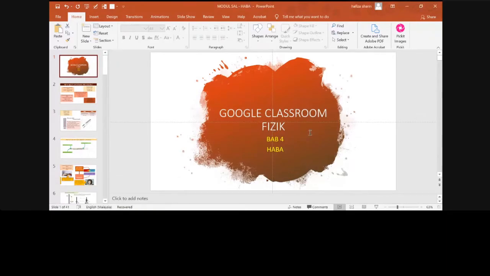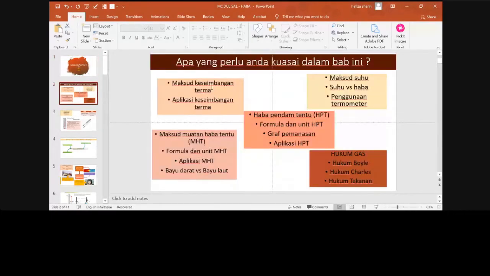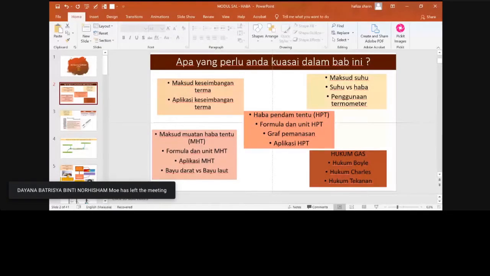So heat, actually this is an introduction to the topic. Dia sebenarnya it's not that hard lah. Kalau you flip through every year's punya questions, normally dia banyak cover on latent heat and specific heat capacity, which is muatan haba tentu dengan haba pendam tentu. So basically these are the things that you need to know in this chapter. Apa yang perlu anda kuasai dalam bab ini.